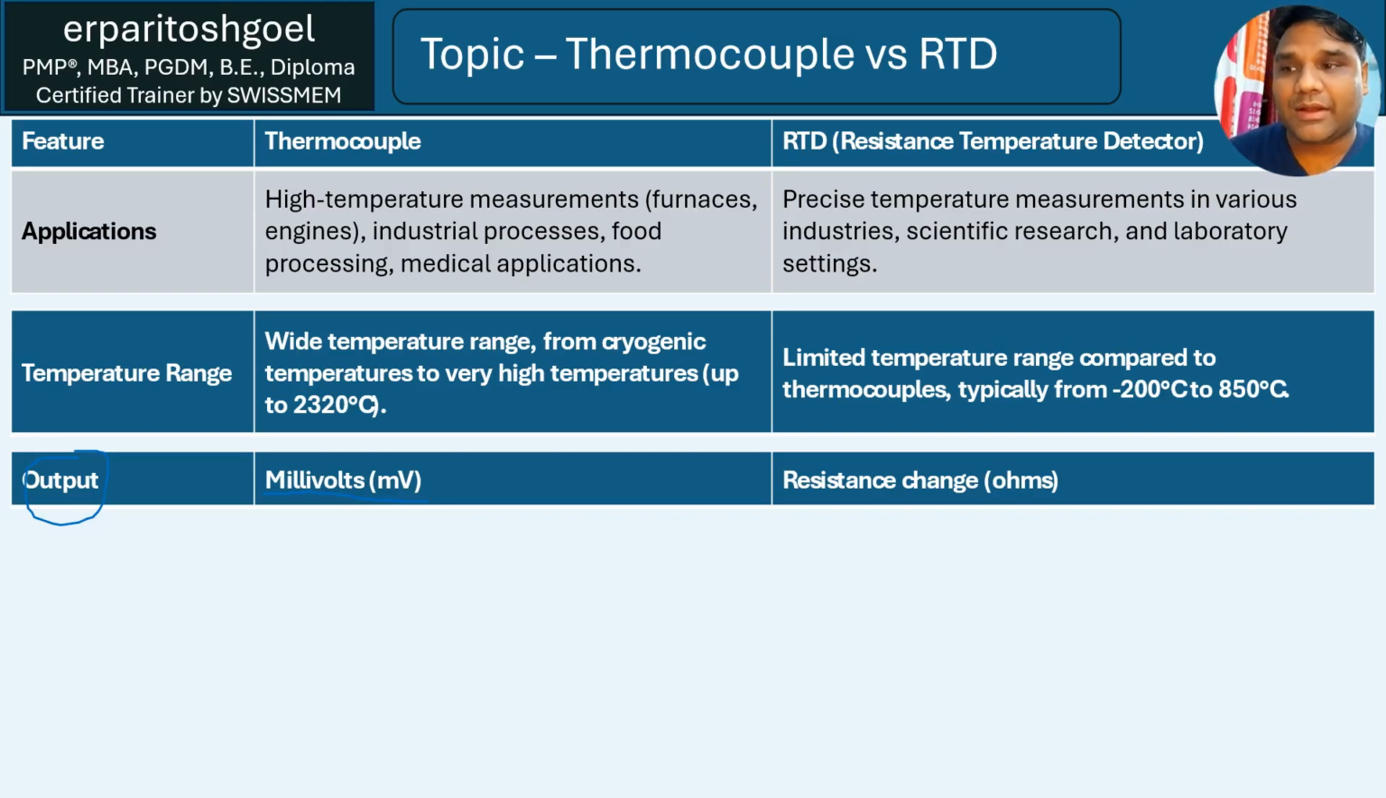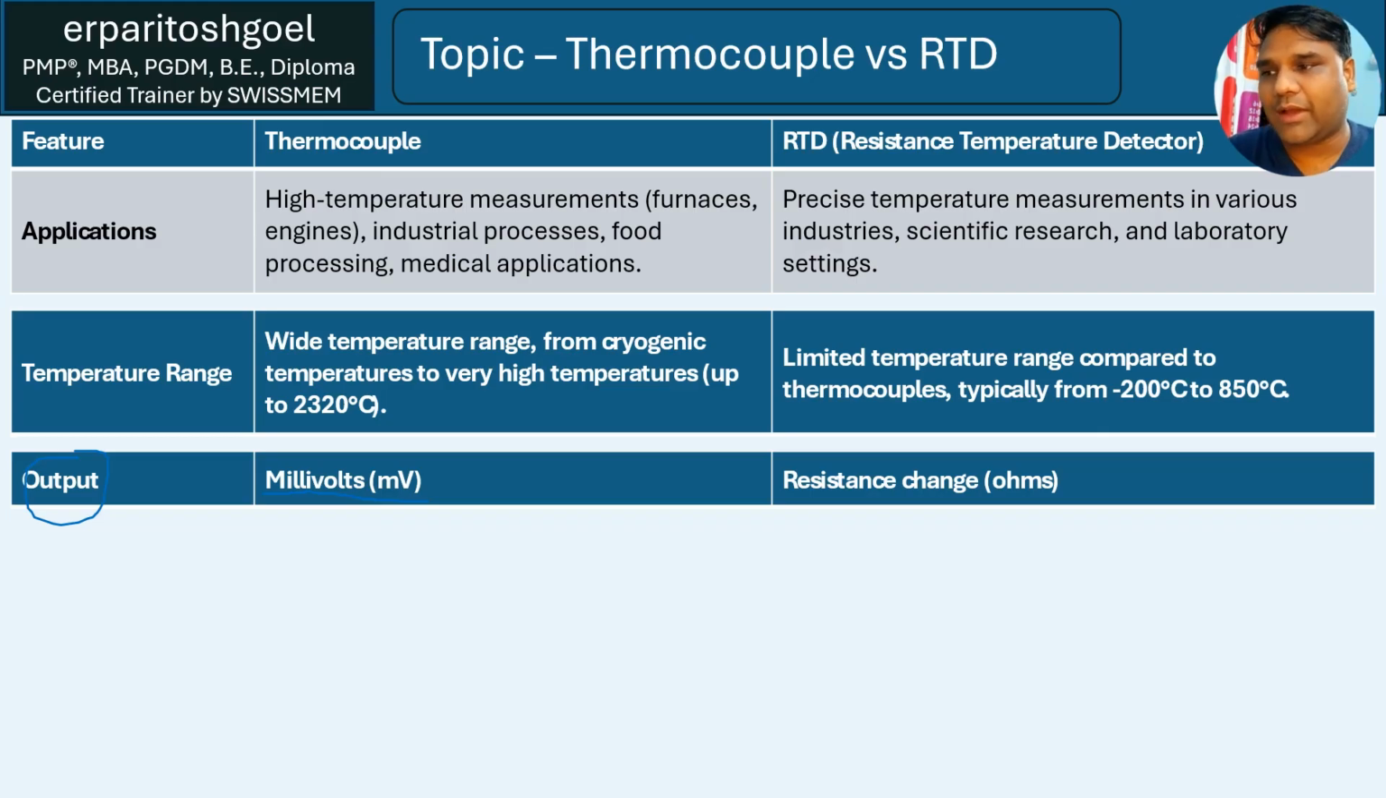While in resistance, in an RTD, the output is the change in resistance. Let's suppose there is a temperature of 150 degrees Celsius, then there will be a certain ohmic value corresponding to that temperature, which will be the output of this RTD.